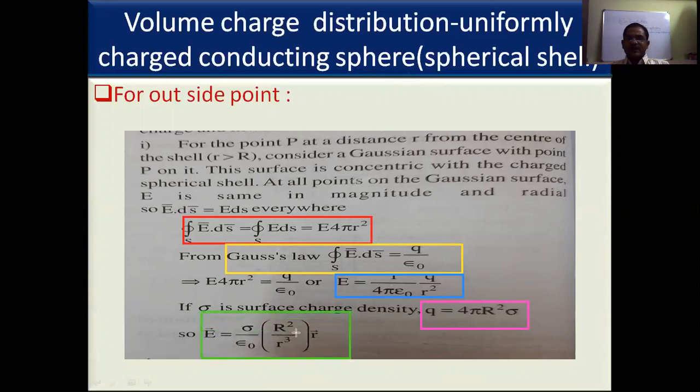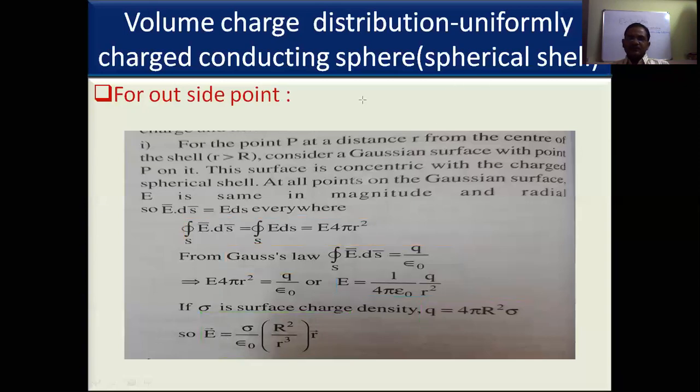sigma by epsilon naught capital R square by small r cube into R bar, or sigma by epsilon naught capital R square by small r square into R cap you can write. If you write R bar here, we are taking R cube. If you write R cap here, that is the unit vector along the direction of R bar, then you have to write R square here. So this is the vector form. E bar equals sigma by epsilon naught capital R square by small r cube R bar. You can write it as E bar equals sigma by epsilon naught capital R square by small r square into R cap. Right. So this is the electric field strength at the external point of the conducting sphere.